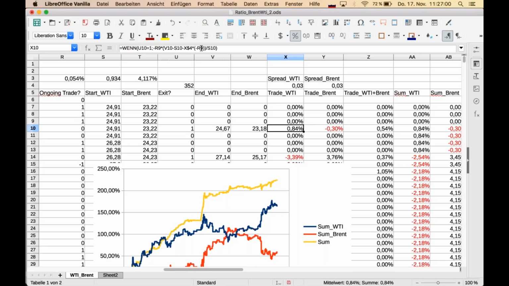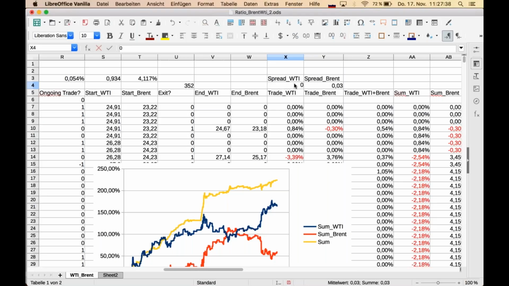That I have done something right. Let me cross-check, and that's the same I did when I created the Excel sheet. Look for the number here. This is 0.84%. That was the trade result of this trade on WTI. By the way, that has been a short trade. You see entry 29.91 and end value was 24.67. So it went to the south, and that was a short trade. And we have a positive value of the percentage difference.